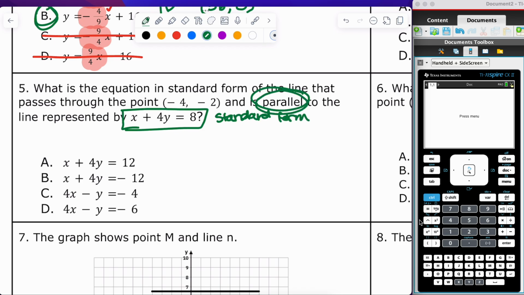But we see the word parallel. Parallel means never touch and same slope.